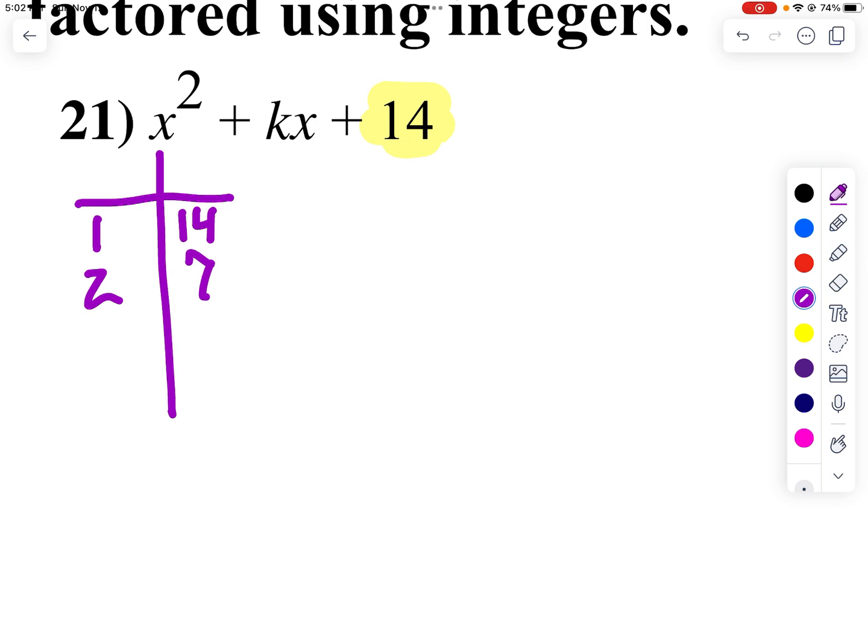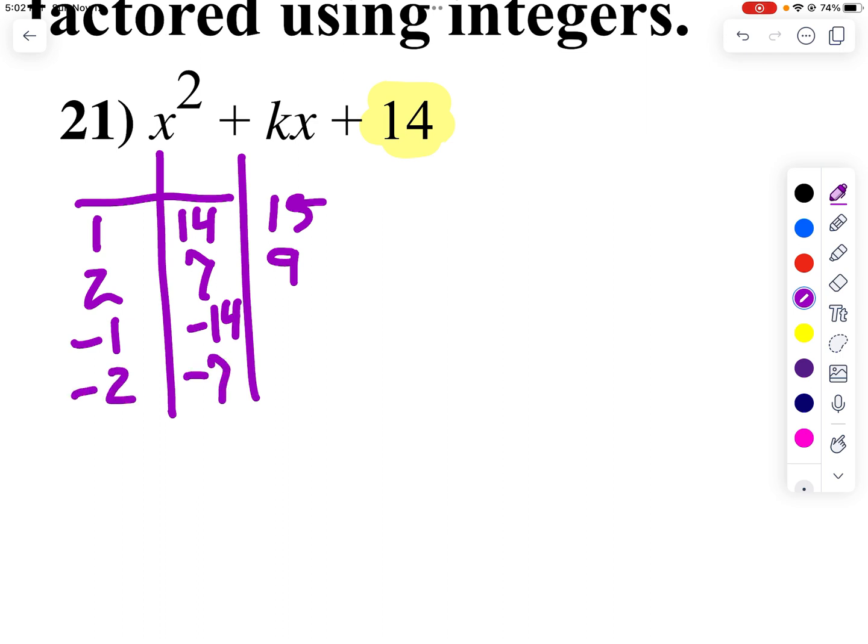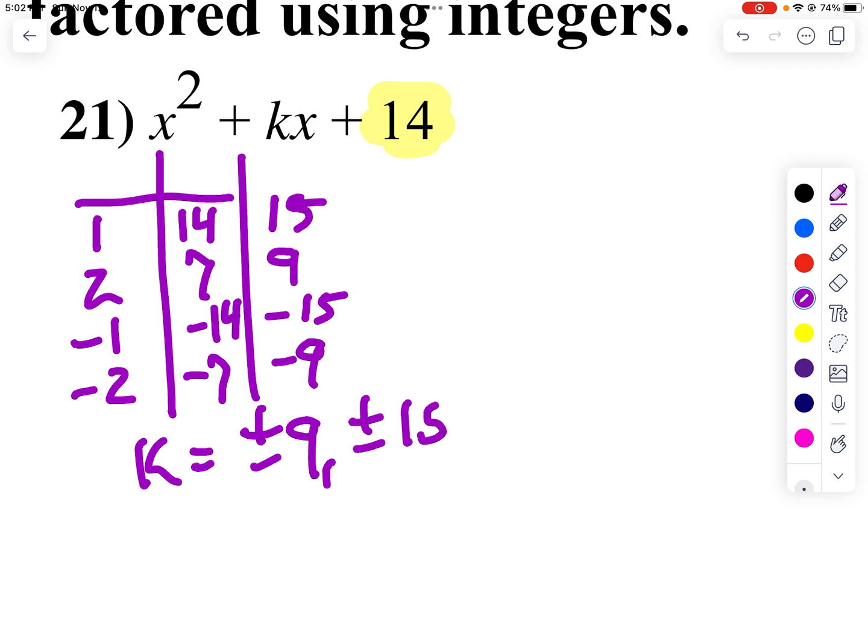Now, remember, k could be positive or it could be negative, so my sum could be 15 or 9. But remember, I could have negative 1 and negative 14, couldn't I? Or negative 2 and negative 7, because they multiply to 14. So I could have negative 15 or negative 9. So we'll say k equals plus or minus 9, plus or minus 15.